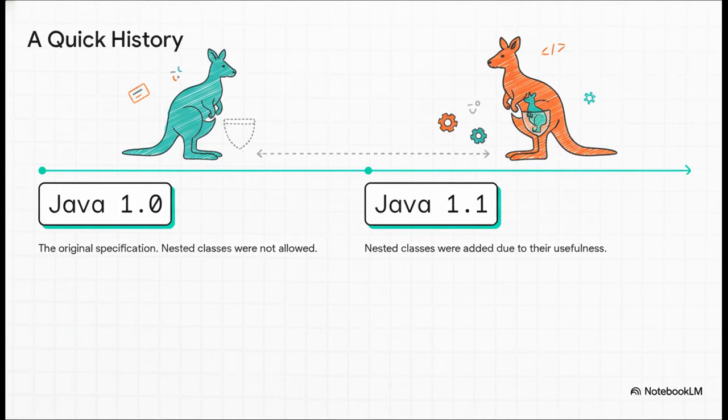And just a little fun fact for you. This feature wasn't always in Java. The very first version, Java 1.0, didn't have nested classes at all, but they proved to be so useful that they were added in the very next release, 1.1.